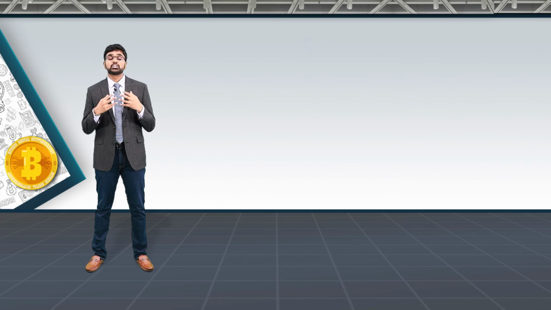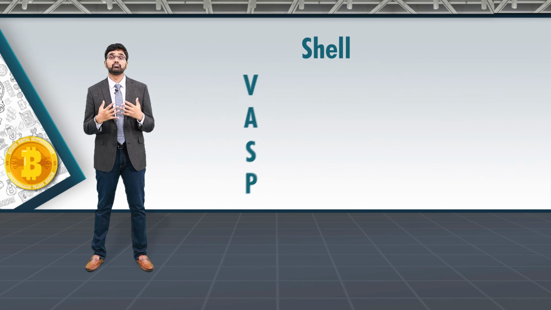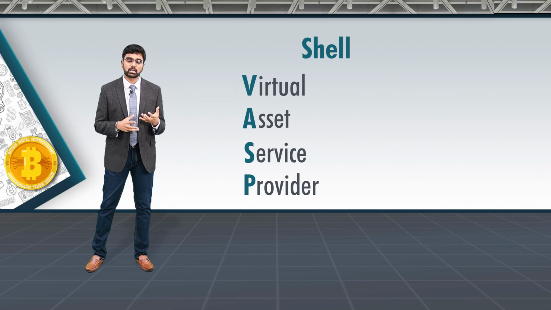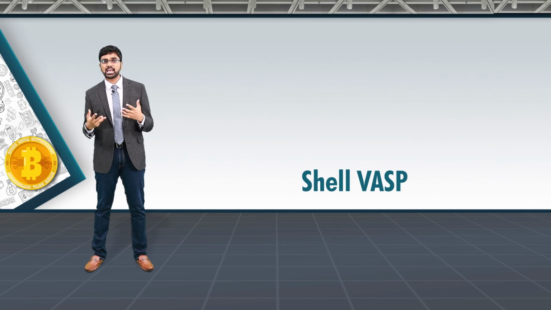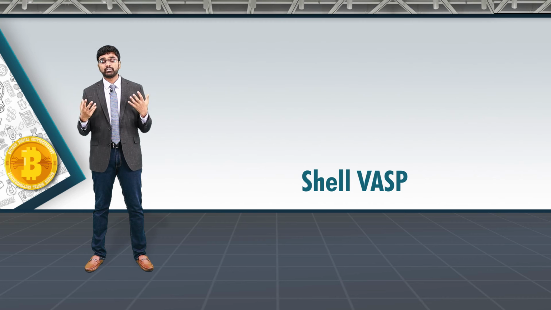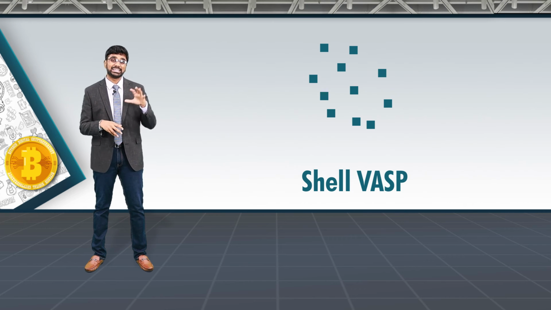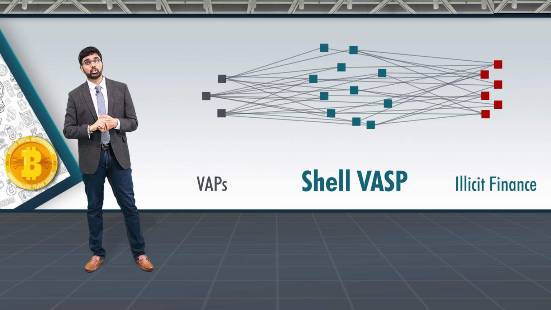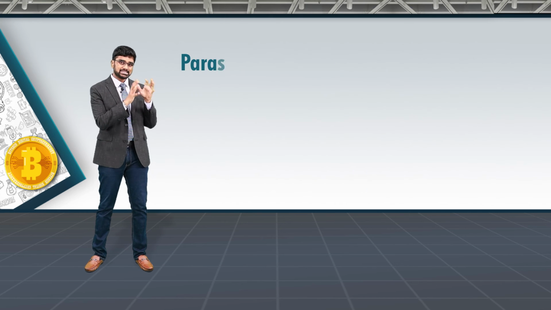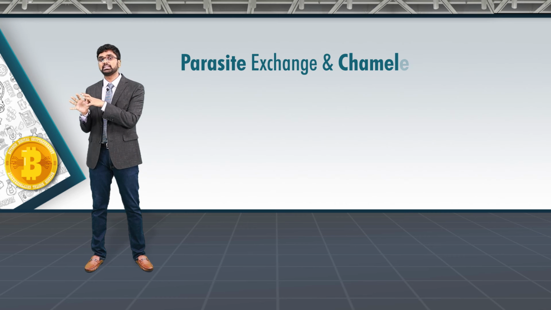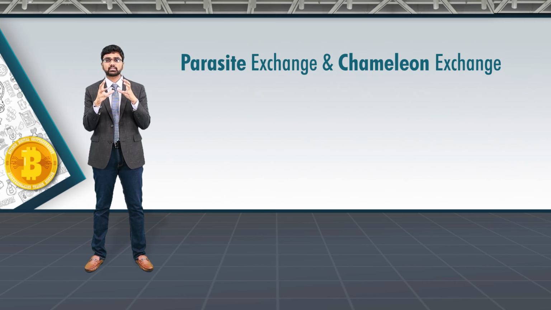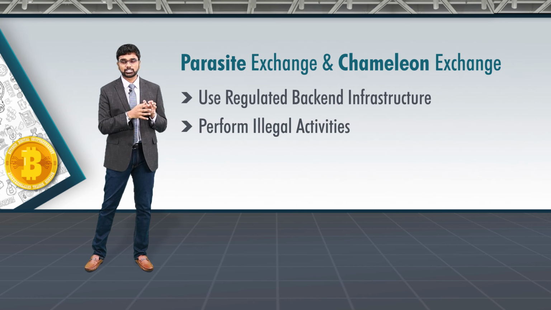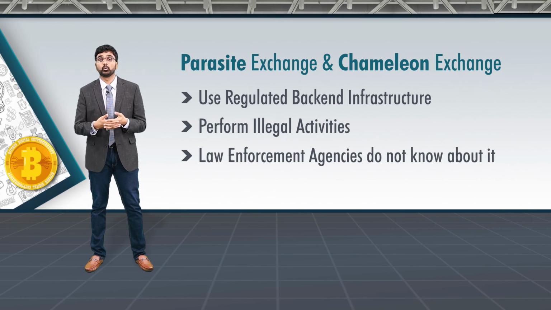These are known as shell VASPs. A VASP is a virtual asset service provider. So just like how we have shell companies or fake companies, shell exchanges or shell VASPs are fake exchanges who are middlemen between the illicit finance and the actual exchanges, and these are increasing a lot day by day. So a parasite exchange and a chameleon exchange are these middlemen where they use the regulated backend infrastructure and perform illegal activity without the law enforcement agency even knowing about it.